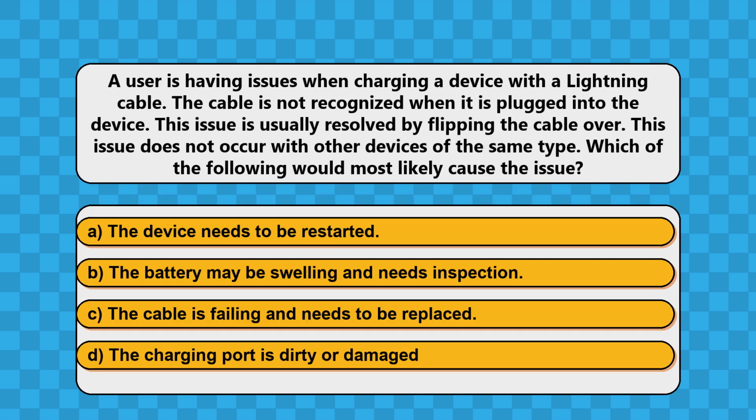Question 71. A user is having issues when charging a device with a lightning cable. The cable is not recognized when it is plugged into the device. This issue is usually resolved by flipping the cable over. This issue does not occur with other devices of the same type. Which of the following would most likely cause the issue? Option A, the device needs to be restarted. Option B, the battery may be swelling and needs inspection. Option C, the cable is failing and needs to be replaced. Option D, the charging port is dirty or damaged.